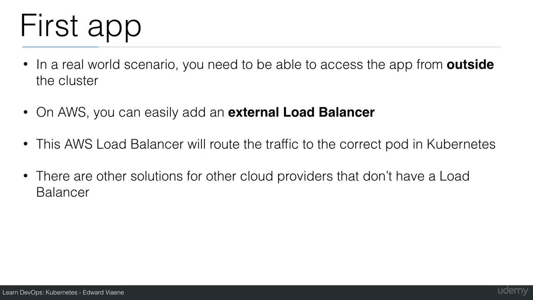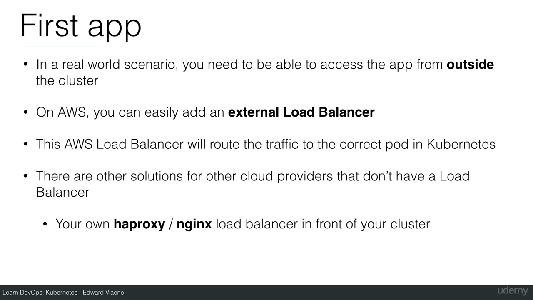There are other solutions for other cloud providers that don't have a load balancer. Like you can run your own HA proxy or Nginx load balancer in front of your cluster. Or you can expose ports directly. In this lecture, I will show you how to do it with AWS.